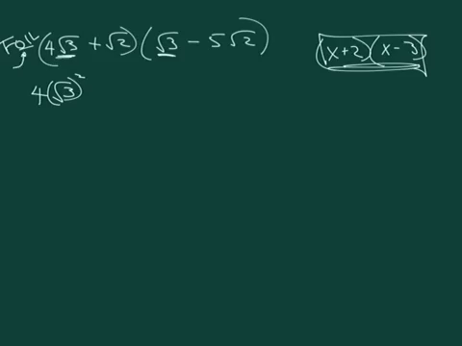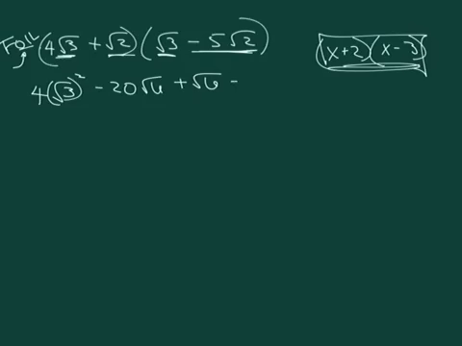The O, the outside, so it's 4 square root of 3 times negative 5 square root of 2. And that gives me a negative 20, 5 times 4, and square root of 3 times square root of 2 is square root of 6. And then we do the inside. Square root of 2 times square root of 3 is square root of 6. You can multiply anything.